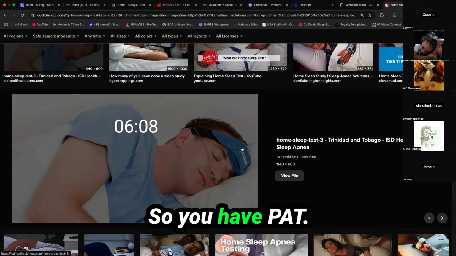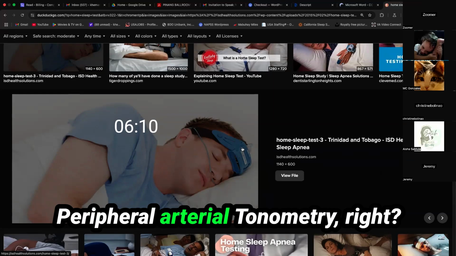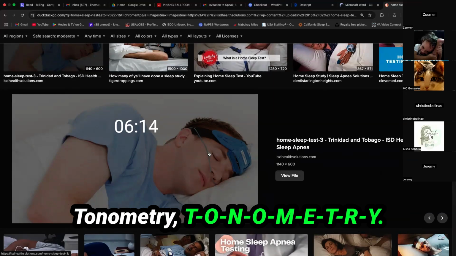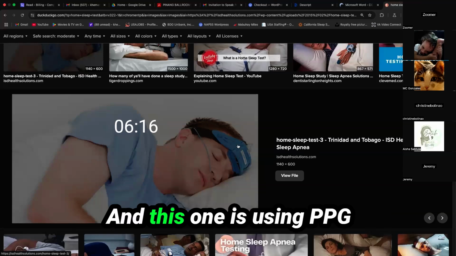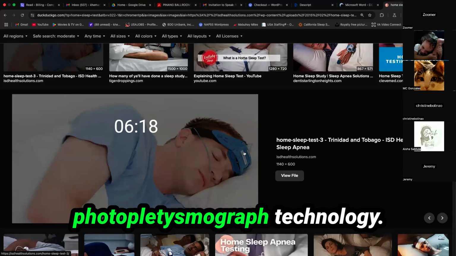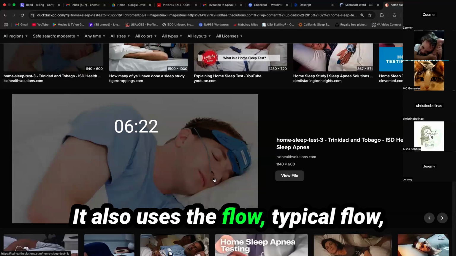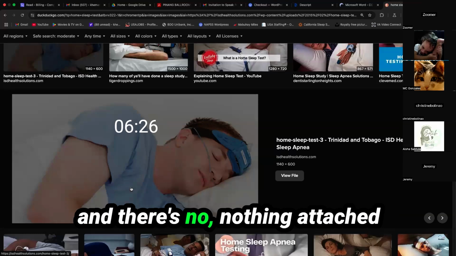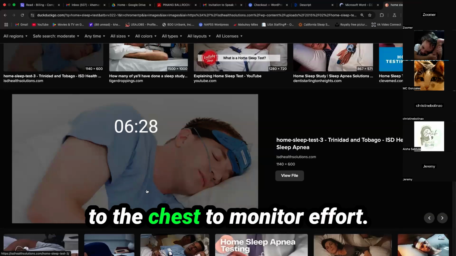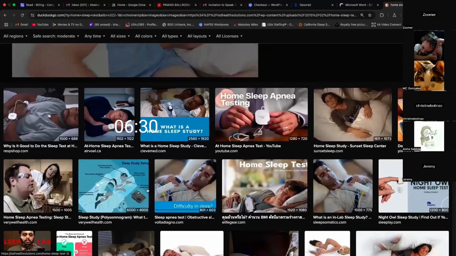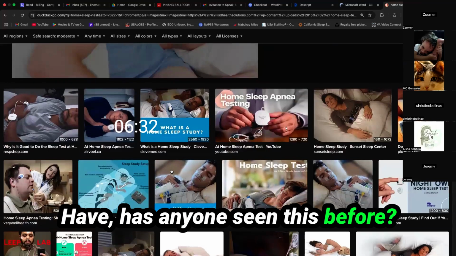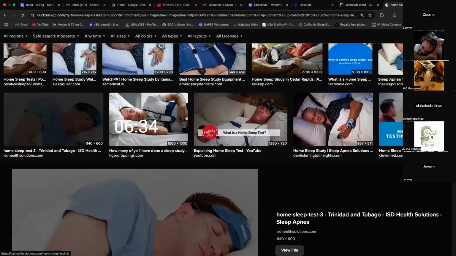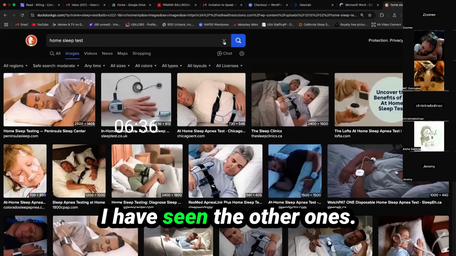So you have PAT, peripheral arterial tonometry, right? Tonometry. And this one is using PPG, photoplethysmograph technology. It also uses the typical flow, but there's nothing on the hand and there's nothing attached to the chest to monitor effort. Has anyone seen this before? I know I haven't. I have seen the other ones.